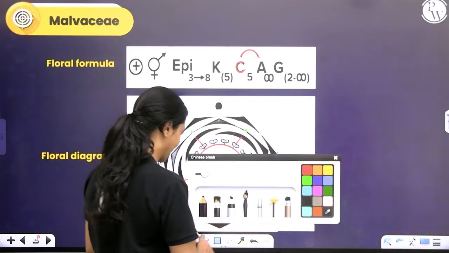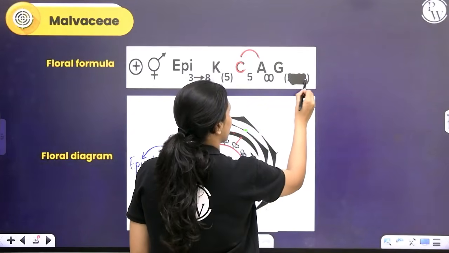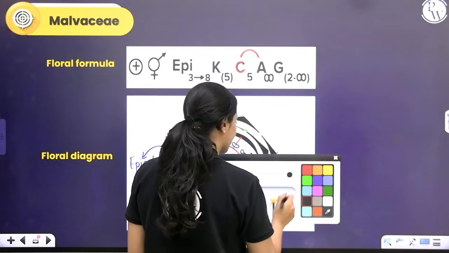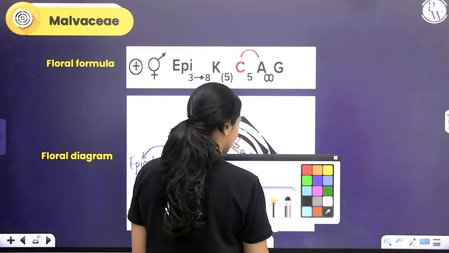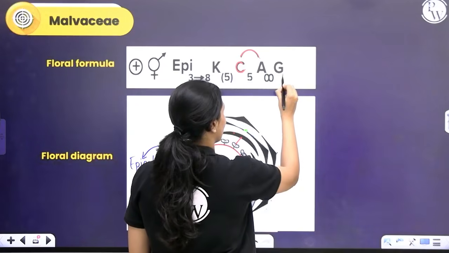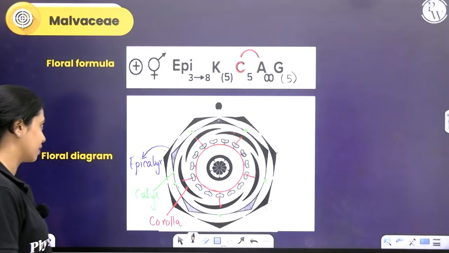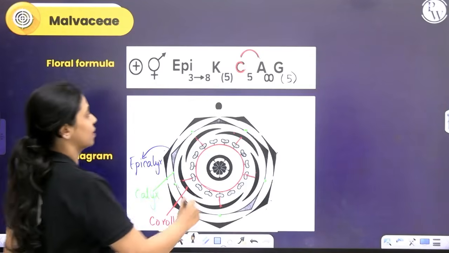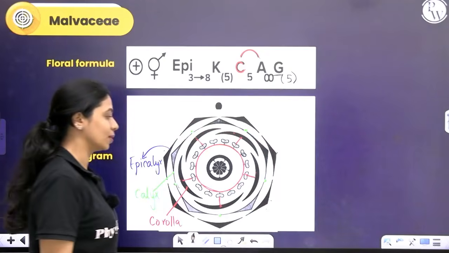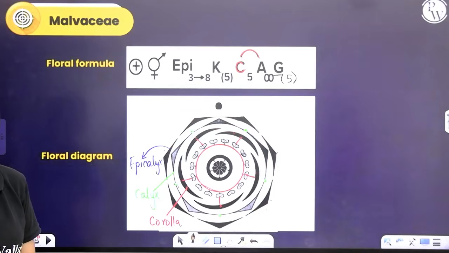You can write it as 5, but when you look at the family overall, in different species belonging to this family, the number of carpels kind of vary, but let's just write it as 5 here. All right. So we also know that you have a superior ovary. So a line can be drawn below G. This gives us the floral formula and floral diagram of Malvaceae family. I hope this is clear.